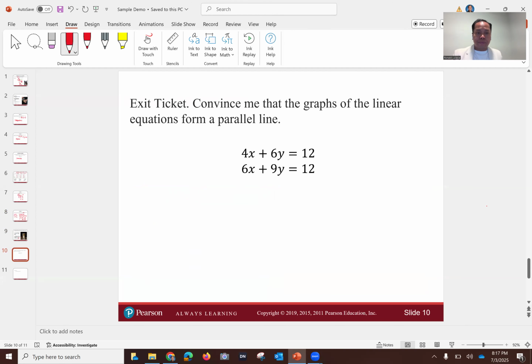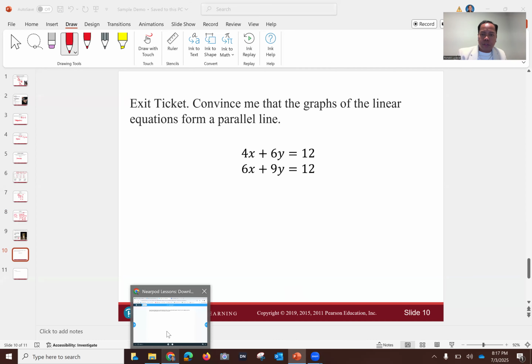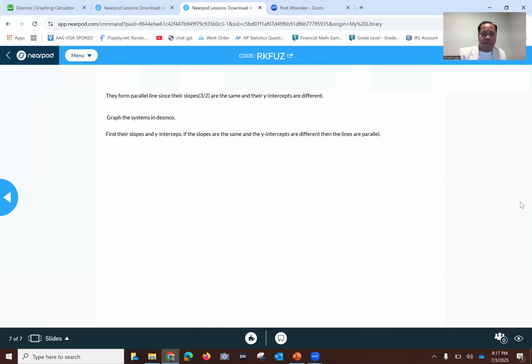Okay, now for your exit ticket, I'd like you to do this one in 2 minutes. Convince me that the graphs of the linear equations form parallel lines and write your observation on the Nearpod. Let's check. What did you put on the Nearpod? They form parallel lines if their slopes are the same and the y-intercepts are different. Very good. Graph the system in Desmos. That's the easiest one. And then find their slope and the y-intercept to see if the slopes are the same and the lines are parallel.